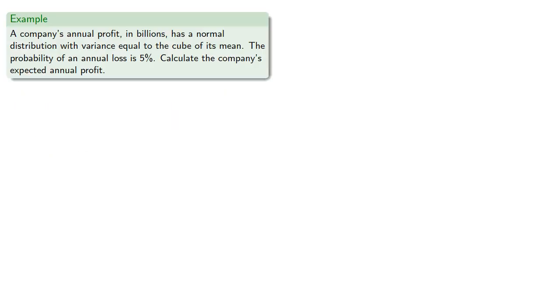For example, suppose a company's annual profit has a normal distribution with a variance equal to the cube of the mean. The probability of an annual loss is 5%. Let's find the expected annual profit. So if x is the annual profit, we know the probability that x is less than 0 is 0.05.